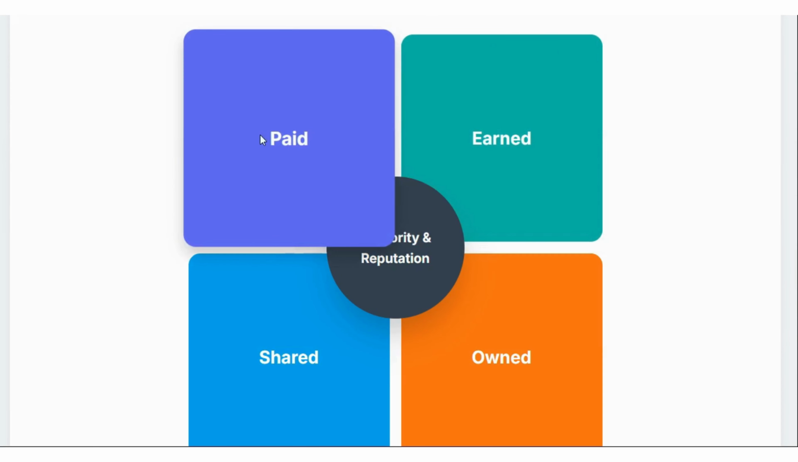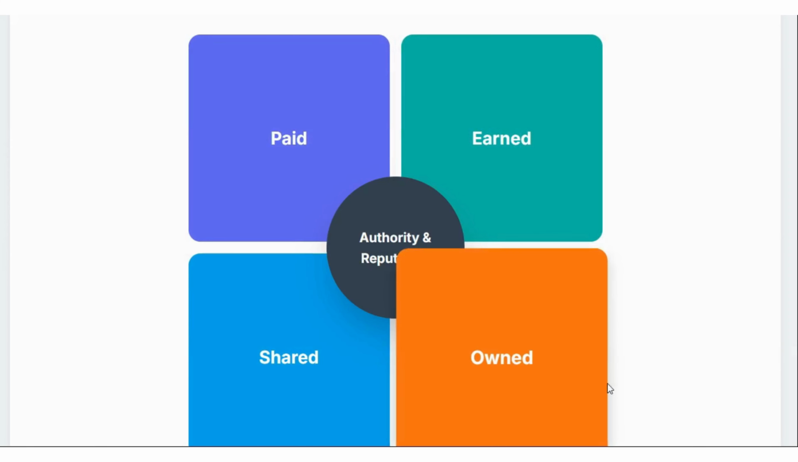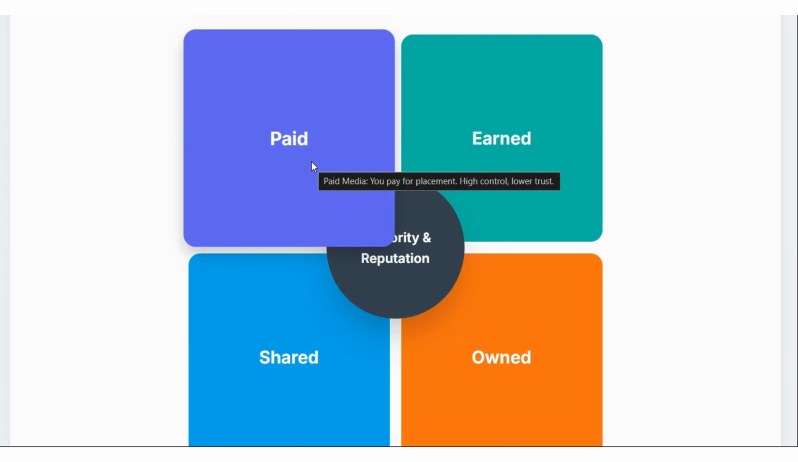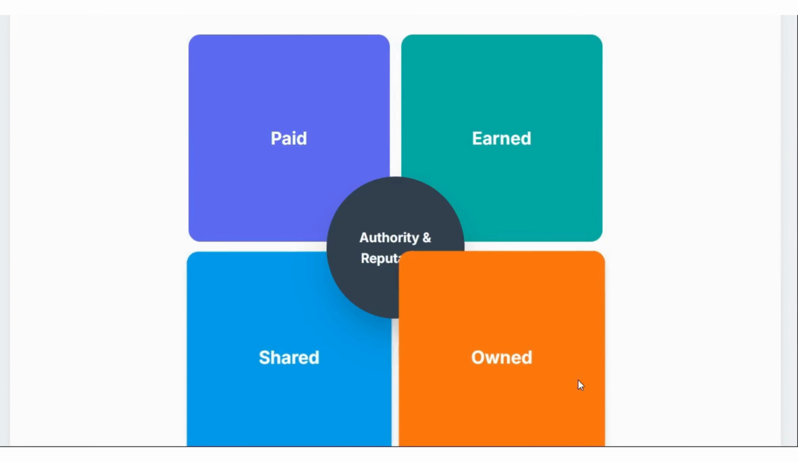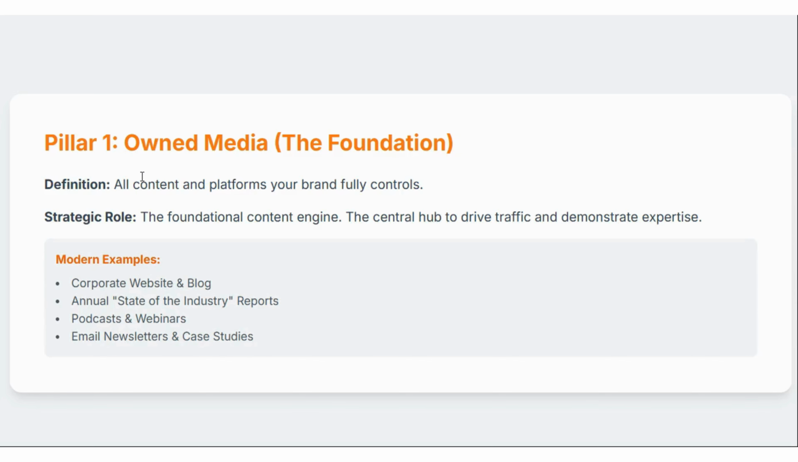So, we talked about it: P, E, S, and O. All of them working together create authority and reputation for your business. Let's talk in deep detail about each of these categories. The first one is owned media. It creates somehow the foundation.